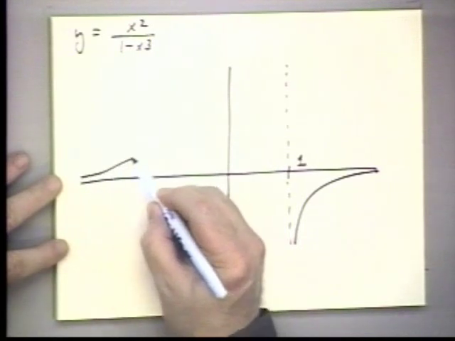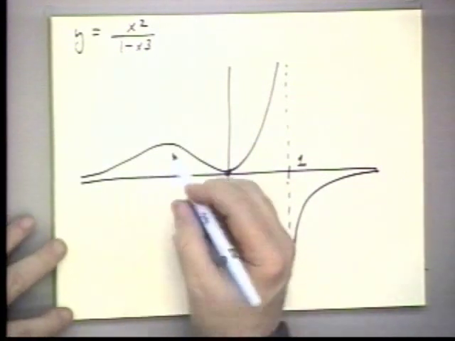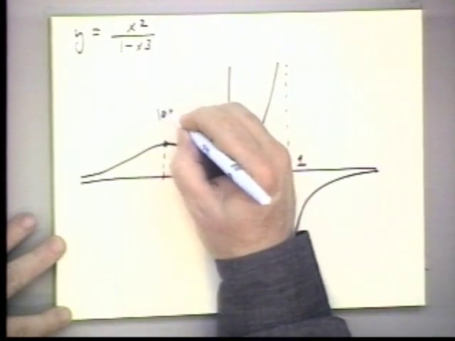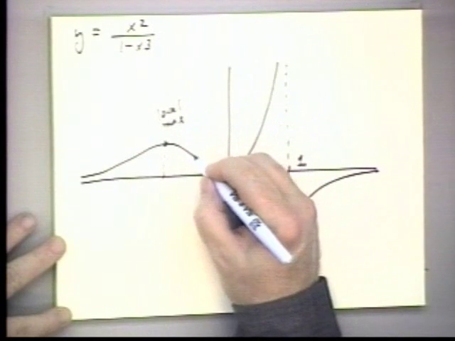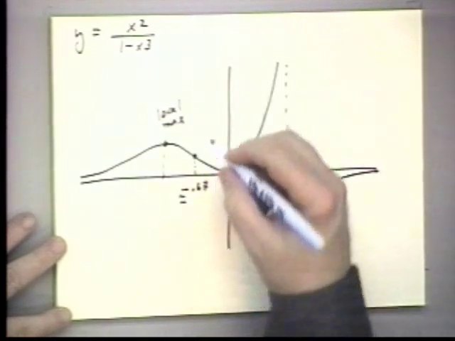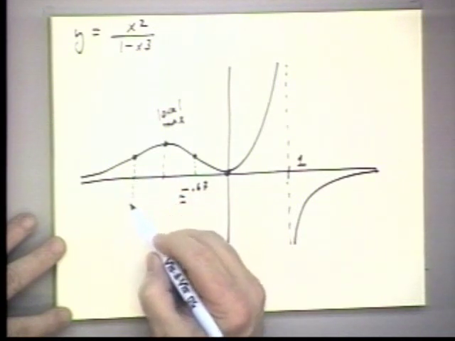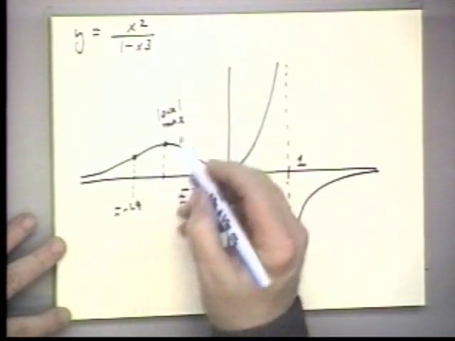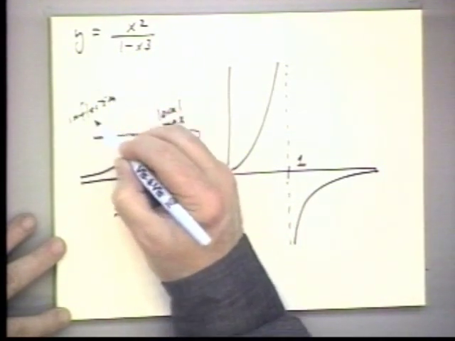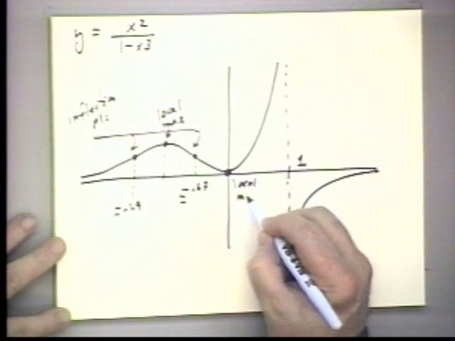The left-hand side looks something like this, where we have at this point here a local max. At this point here, which was our minus 0.67 approximately, that is going to be an inflection point. And then we had another one over here, which was at approximately minus 1.9. So these 2 points here are inflection points. This was a local max here. This, of course, is a local min at 0.